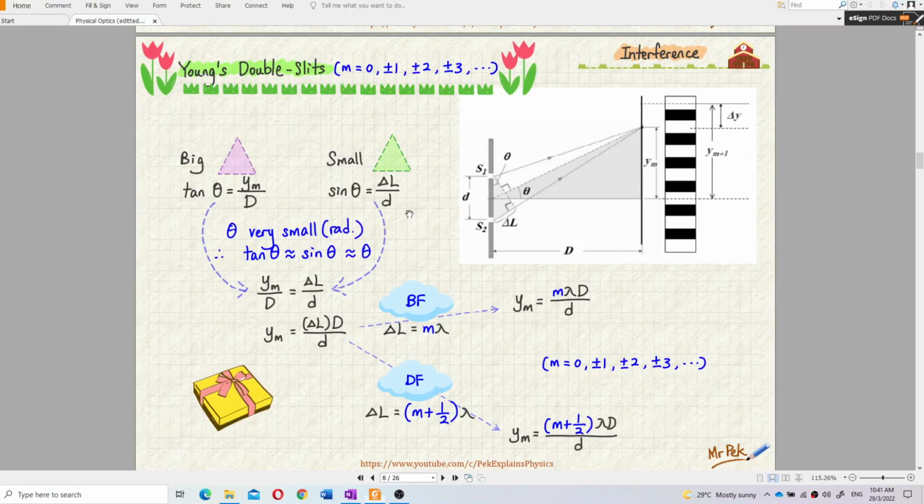Okay, which is this one, double slit formula: bright fringe use y_m = m lambda D over d, and then the dark fringe use (m plus half) lambda D over d. That's the formula. And then the order starts from 0. Okay, start from 0.